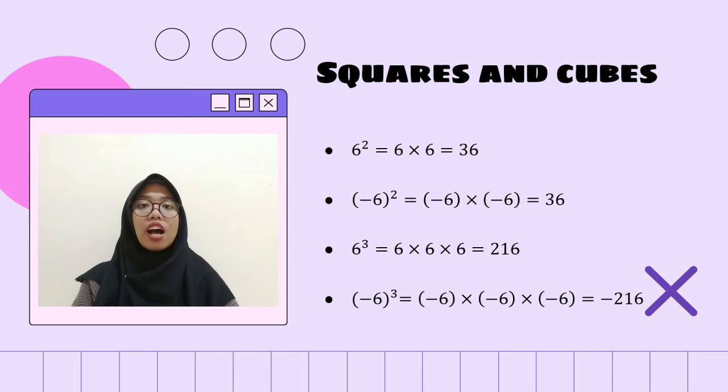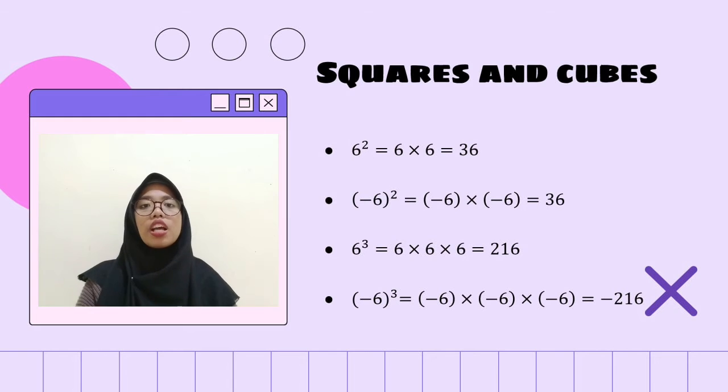Why? Because we are multiplying the same sign. Positives times positives equal positives. Negatives times negatives equal positive. So, if we multiply the same sign, we always have a positive answer. Okay, let's see example number 3.